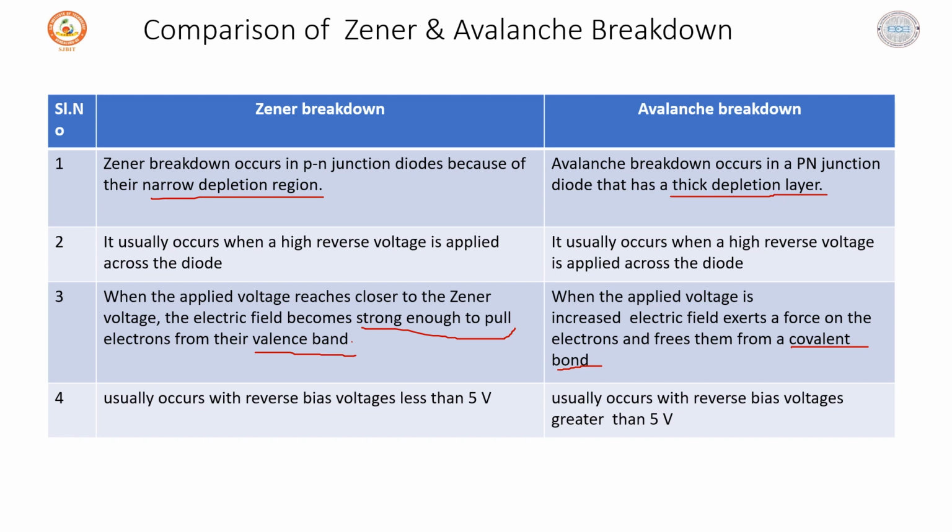One more major difference between the zener breakdown and the avalanche breakdown is the zener breakdown will occur when the reverse bias voltage is less than 5 volts, whereas the avalanche breakdown will occur when the reverse bias voltage is greater than 5 volts.